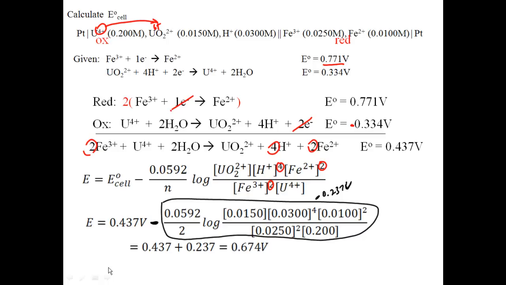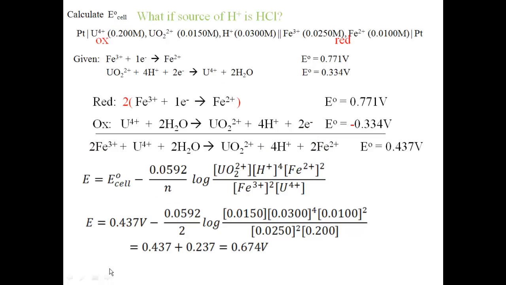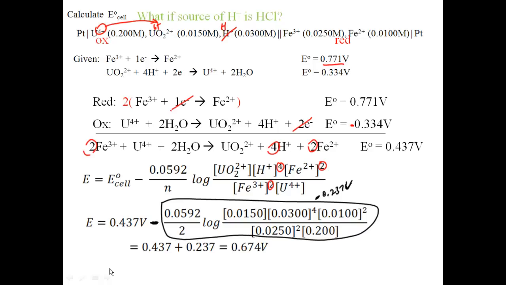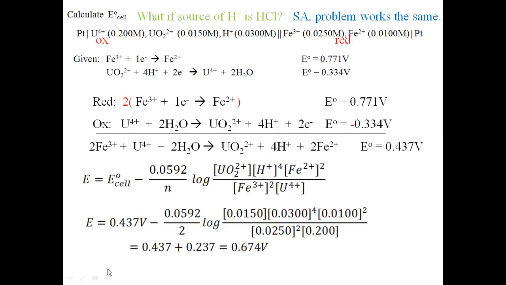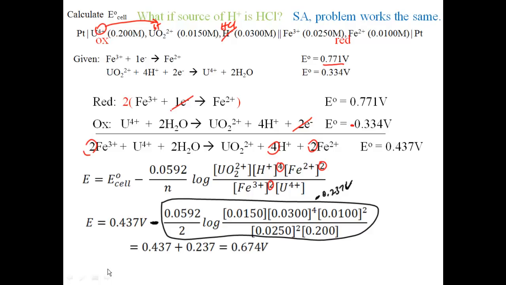Now, what if I changed this problem, and instead of saying H plus, I said I have HCl. Would that change anything in this problem? Instead of saying H plus is 0.03 molarity, what if I told you HCl was the acid I was using and it had a 0.03 molarity? Would that change anything? Well, what is HCl? That's a strong acid. What happens to a strong acid? Ionizes at 100%. Therefore, my hydronium ion is still 0.03. So the answer to the question is, it's a strong acid, so the problem would be exactly the same. It wouldn't change a thing.